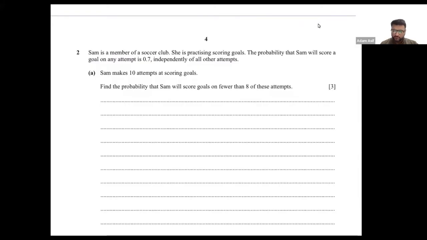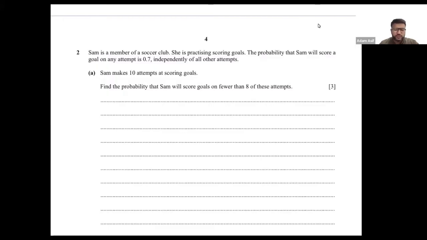Okay, question number 2. Sam is a member of a soccer club. She is practicing scoring goals. The probability that Sam will score a goal on any attempt is 0.7, independently of all the other attempts. Sam makes 10 attempts at scoring goals. Find the probability that Sam will score goals on fewer than 8 of these attempts.